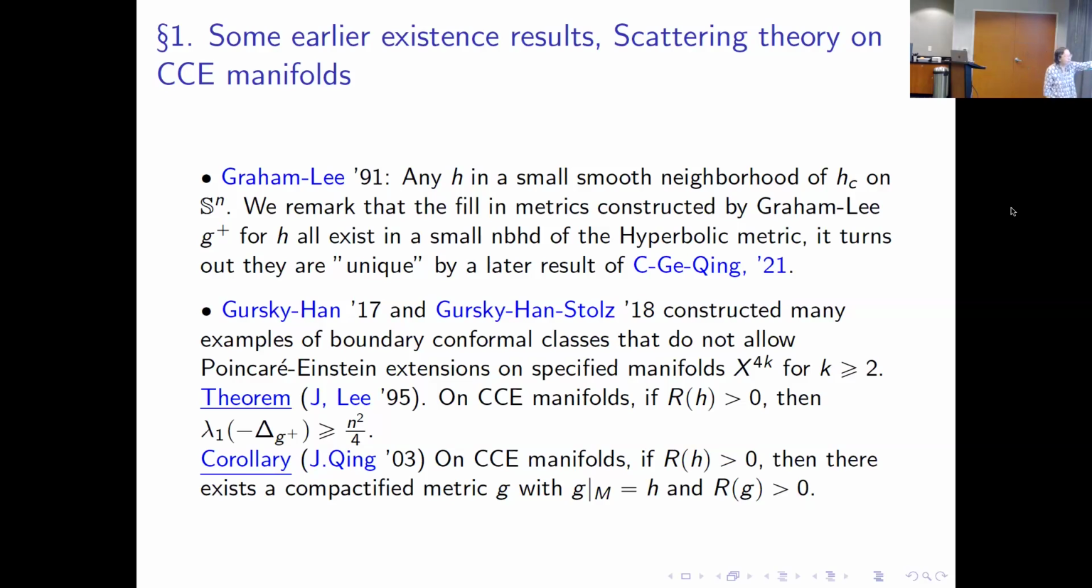I will not go into detail, but let me say this result used two important facts in this field. One is a result of Jack Lee, which says if the scalar curvature on the boundary is positive, then the first eigenvalue of this Poincare-Einstein metric is greater than n squared over 4. And this theorem also has an important observation by Qingjie. Qingjie later observes that the proof of Lee actually shows that if the boundary has positive scalar curvature, then you can construct a compactification inside which also has positive scalar curvature.